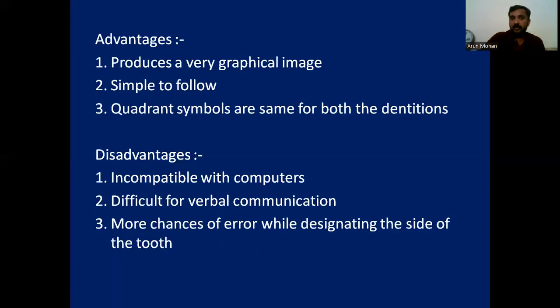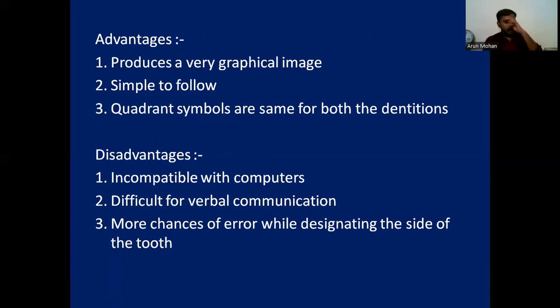It's very graphical. The main advantage of Palmer notation is that it produces a very graphical image. So the person seeing the notation will immediately get the idea about the quadrant and the arch where the tooth is present. So it's simple to follow, produces a very graphical image, and quadrant symbols are the same for both the dentitions. So it's easier to memorize.